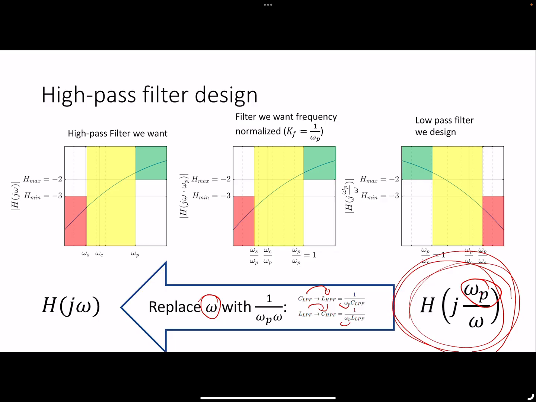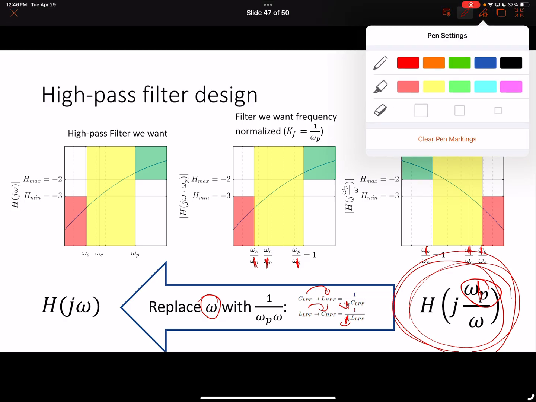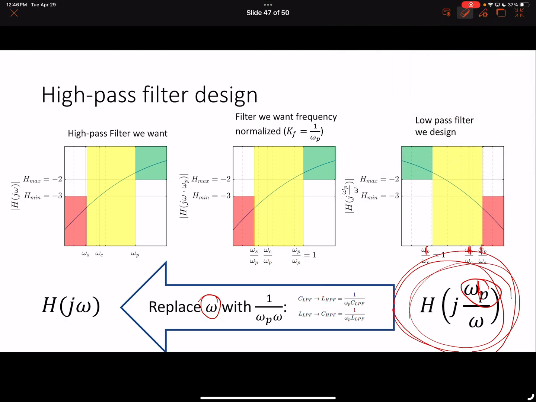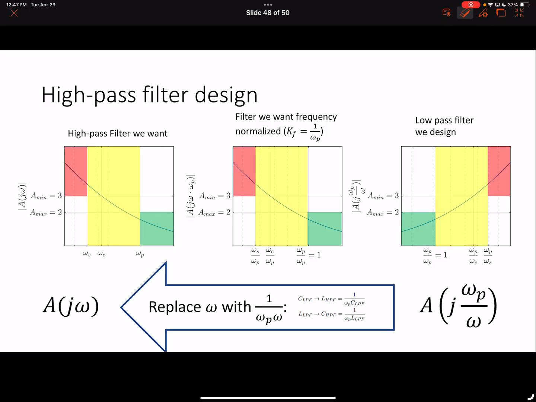Now, had we, instead of using this, we had basically done this, then we would lose that omega p factor. But that's not what the book did, so we're not gonna do that. Is this clear to everyone? Yes, no, maybe?